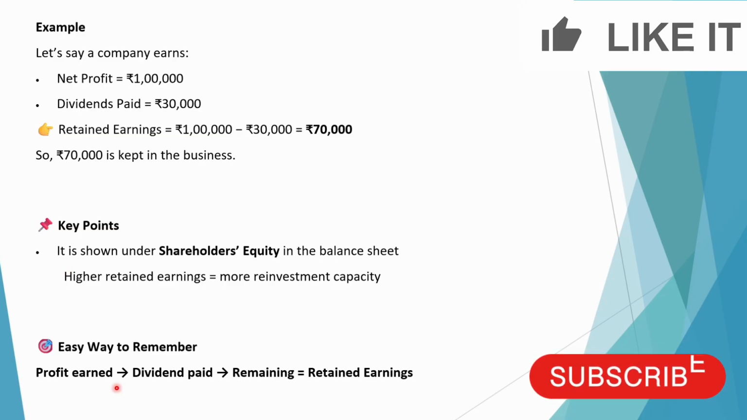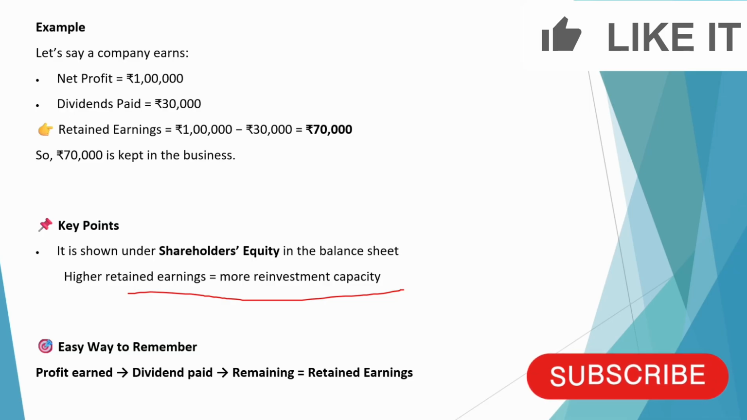Let us understand where these retained earnings will be shown in our financial statements. It is shown under shareholders' equity in the balance sheet. The liabilities and the equity portion, which is on the left side of the balance sheet, is where we can see these retained earnings. Higher retained earnings means more reinvestment capacity because the company has more funds with the business. It obviously can invest in any of the profitable projects.